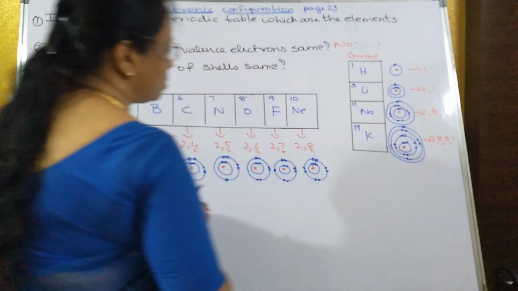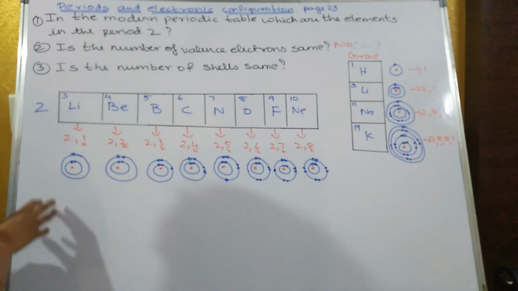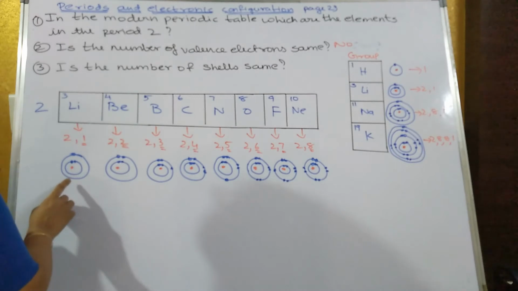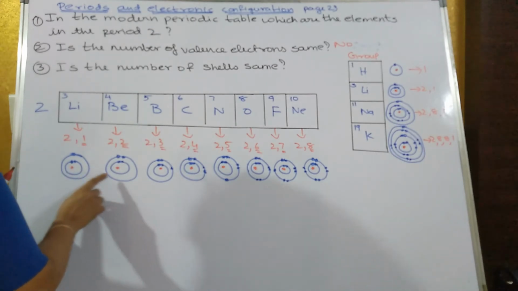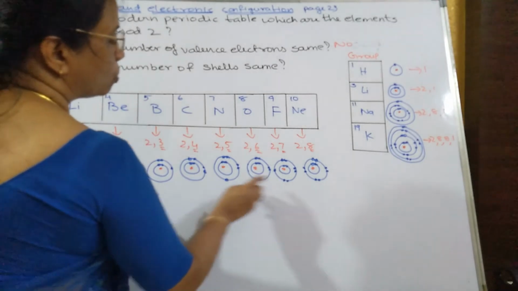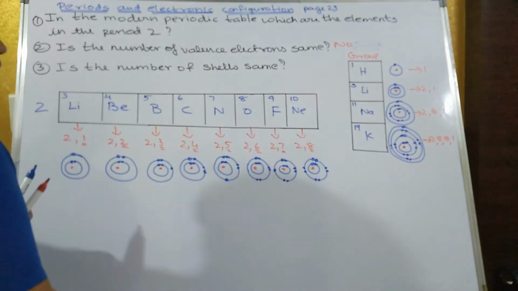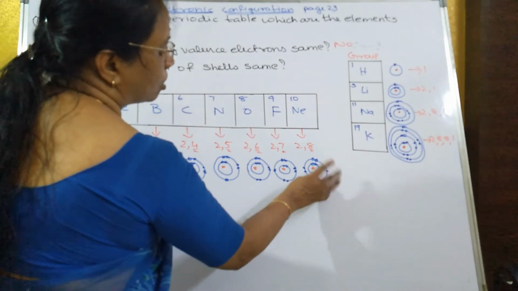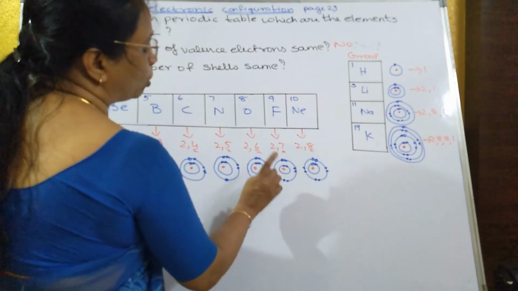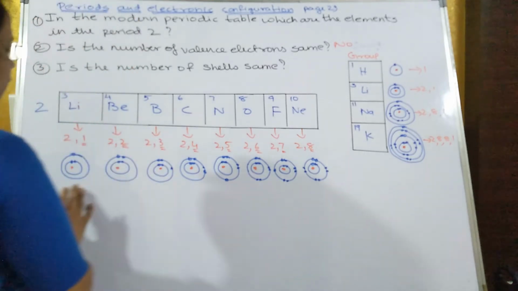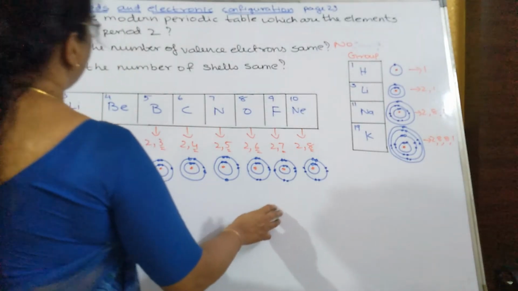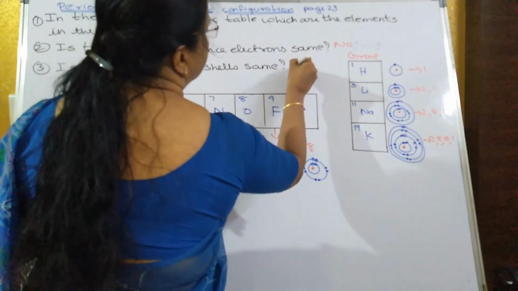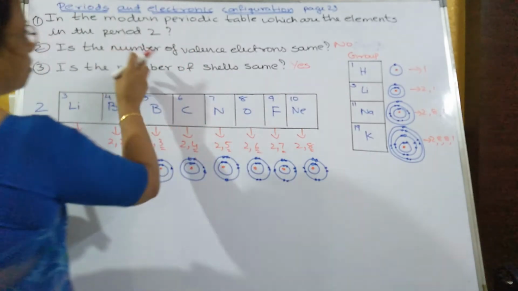So if you see the number of shells in all these elements, when you go in a period from left to right, how many shells are there? Same number of shells. Here also 2, here also 2, here also 2, here also 2, and so on. How many electrons can the second shell accommodate? 8 electrons. So till 8 electrons it can accommodate, and in the first shell only 2 electrons can be accommodated. So if you see, the number of shells are same in a period. So is the number of shells same? Yes, it is same.